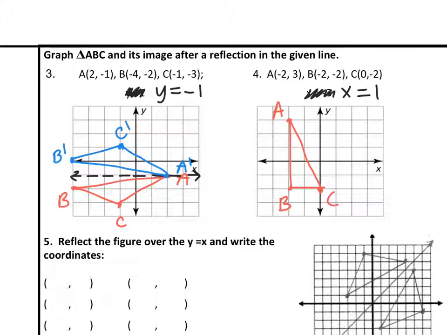The next one is reflecting over x equals 1. So that's a vertical line that goes through the x-axis at 1. Reflect over that line and make sure you label your points. Check it after you're done and make sure it's a mirror image.